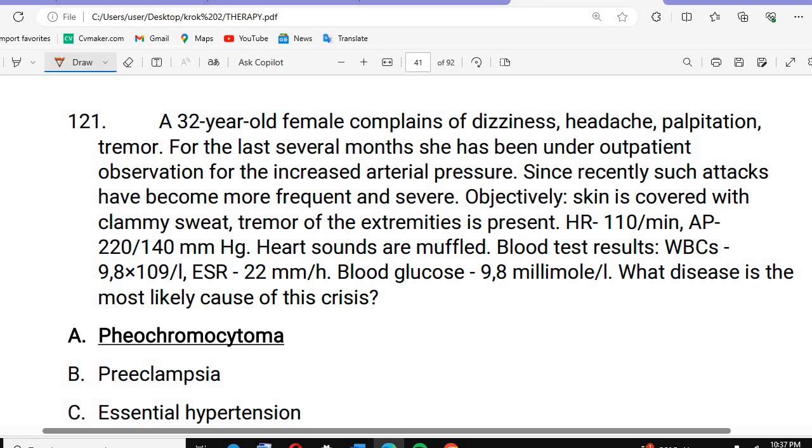The next is what? Pheochromocytoma. In pheochromocytoma, this is the neuroendocrine tumor of which? It is the neuroendocrine tumor of the medulla. Medulla is part of the adrenal glands.